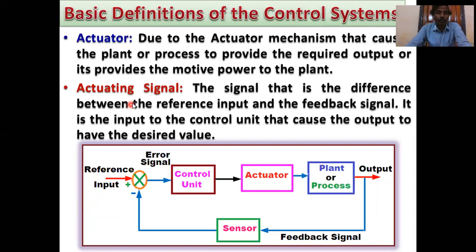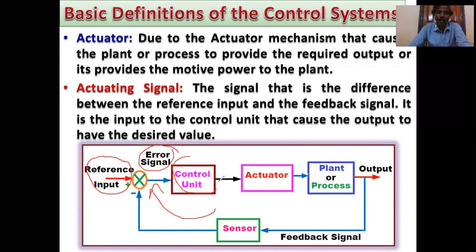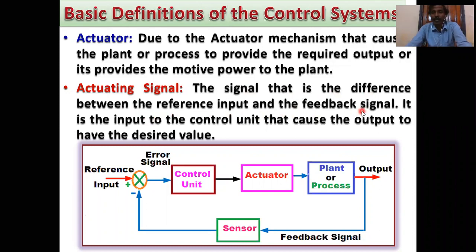And what is the actuating signal? The signal that is the difference between the reference input and the feedback signal. This section is the reference input. So this section minus the feedback section is the error signal, and this error signal is controlled by the control unit, and this is the input of the actuating signal, and this actuating signal controls the plant or process system. So the actuating signal is the signal that is the difference between the reference input and the feedback signal. It is the input to the control unit that causes the output to have the desired value.